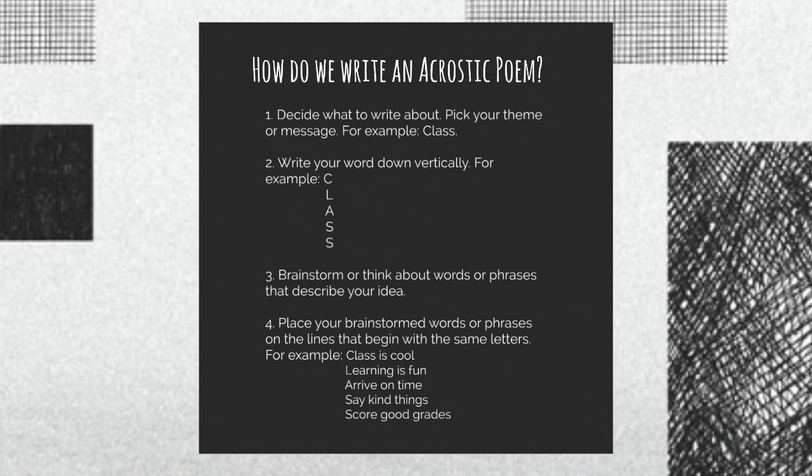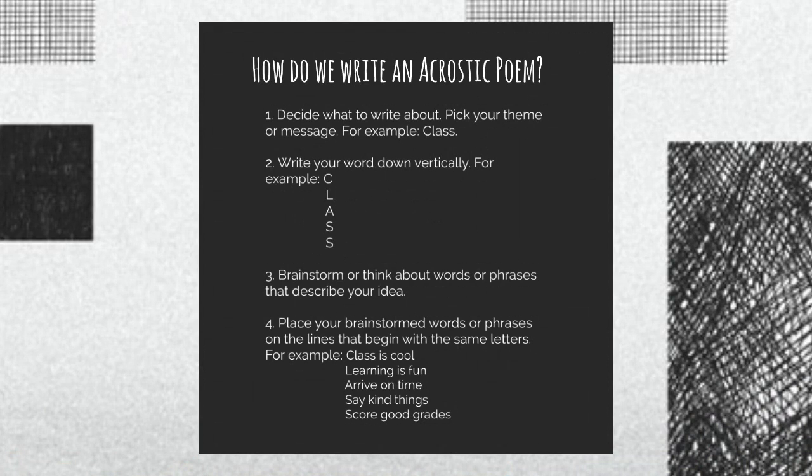The third step is to brainstorm or think about words or phrases that describe your idea, your message, your theme. So in my case, my idea is class. So I need to brainstorm or think about words or phrases that go along with the theme class. What does class mean to me? The final step is to place those brainstormed words or phrases on the lines that begin with the same letters. Okay, so you have to match them up to the letter.